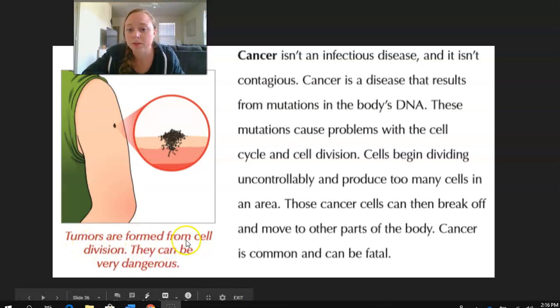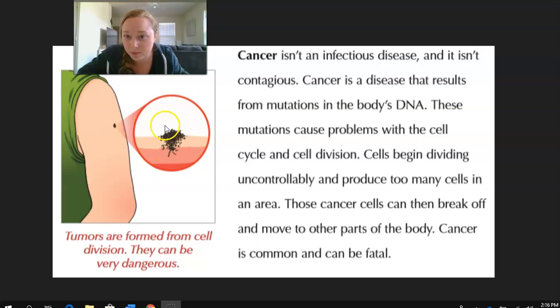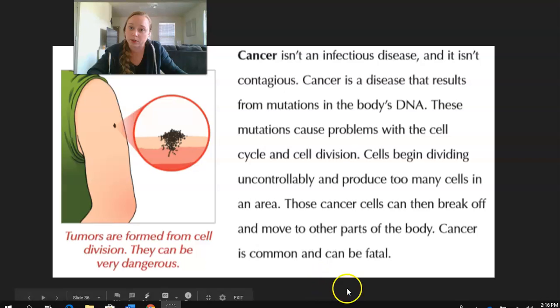Tumors are formed from cell division. They can be very dangerous. So here you see a place on a person's skin where the cells have divided and it has formed a tumor on their arm.